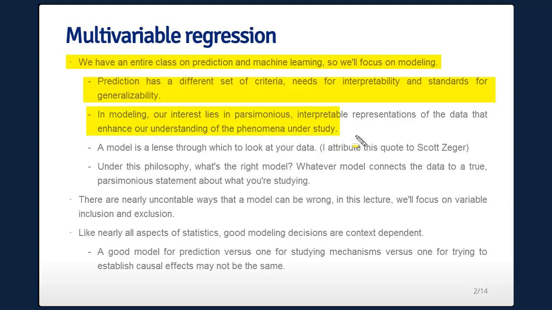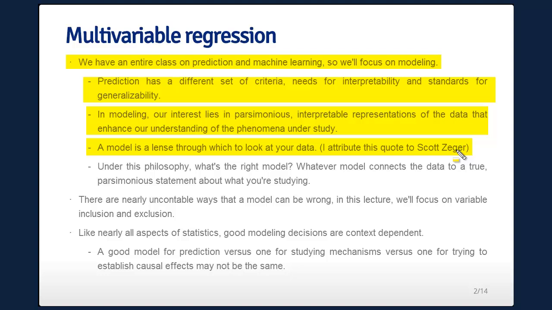So in modeling, our interest lies in parsimonious interpretable representations of the data. So we want a small model that's a good representation of the data that teaches us something in an interpretable way. So I like to think that there is no such thing as a correct model.